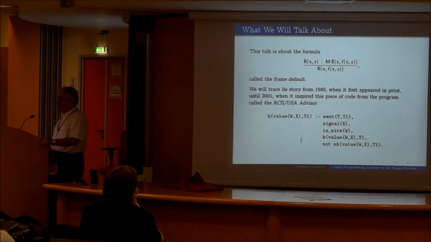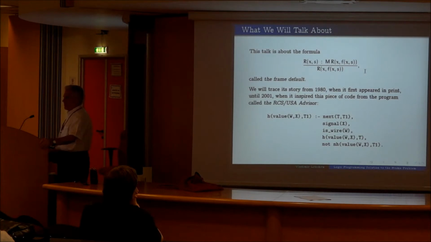This talk is going to be about this remarkable formula that you see on this slide. This is a quote from Ray Reiter's 1980 paper called A Logic for Default Reasoning. It's called the frame default, and I'll explain in a minute what it's supposed to express. And we'll talk about this very dramatic story of this formula, about what happened to it over more than 20 years. In particular, we'll see what happened in 2001 when this mathematical formula turned into a piece of code.